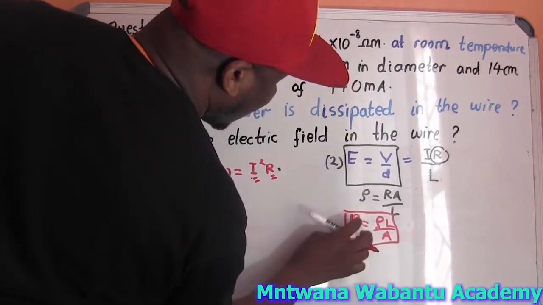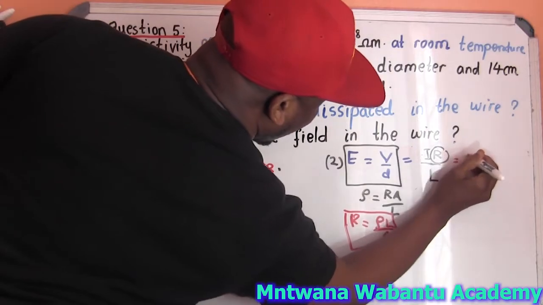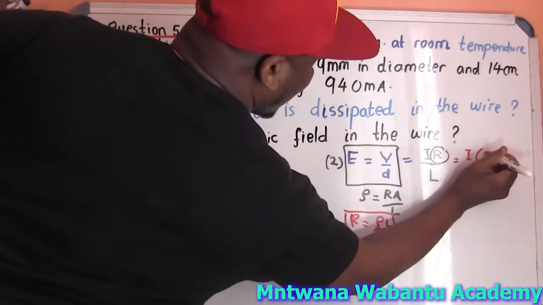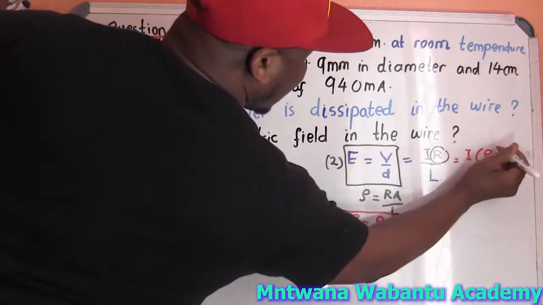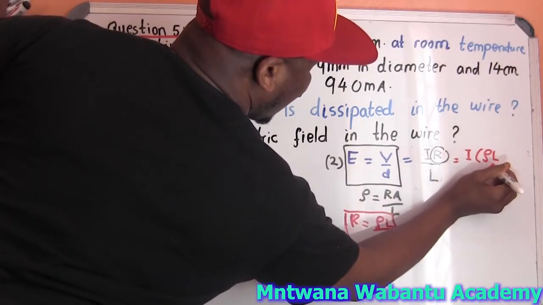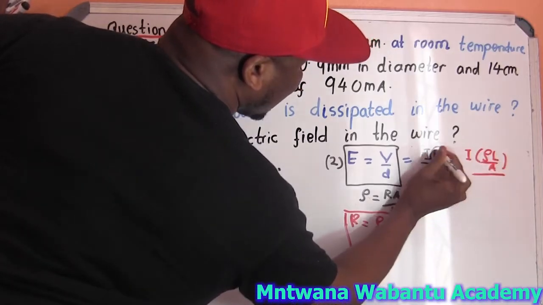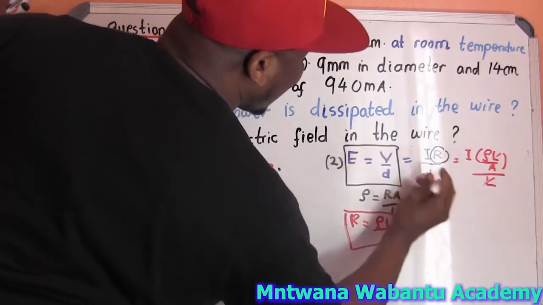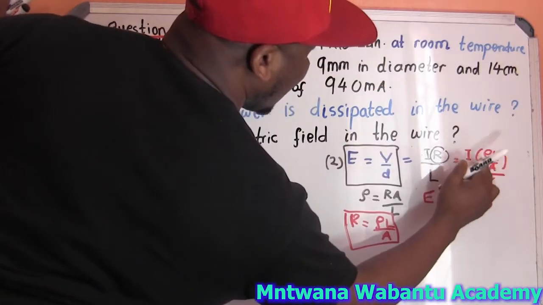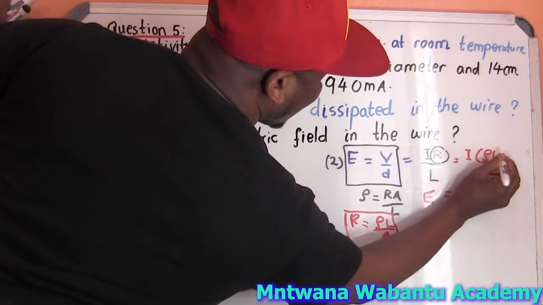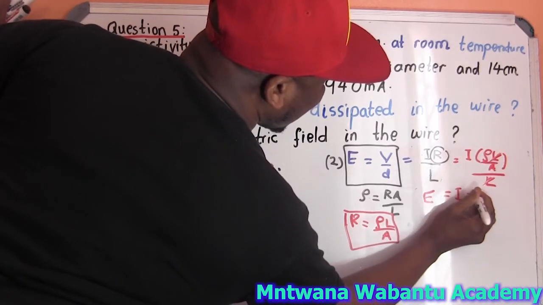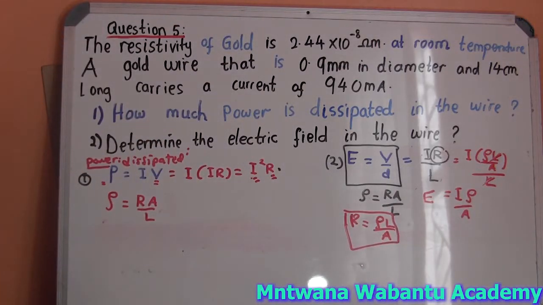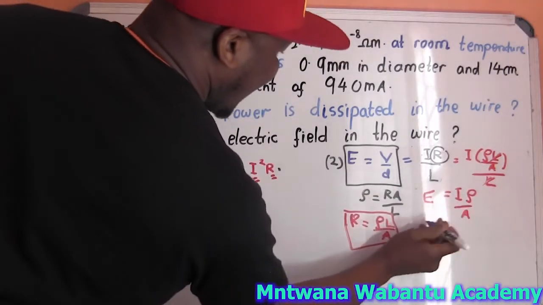So where is this R going to go? This R is going to come in here. So I'm going to say resistance equals resistivity times L over A, and then all this stuff over L. So you see this and this cancel. So now our electric field equals only current times resistivity over area, because this and this cancel. You plug it in, it's going to give us the same answer, because we have all this data here.